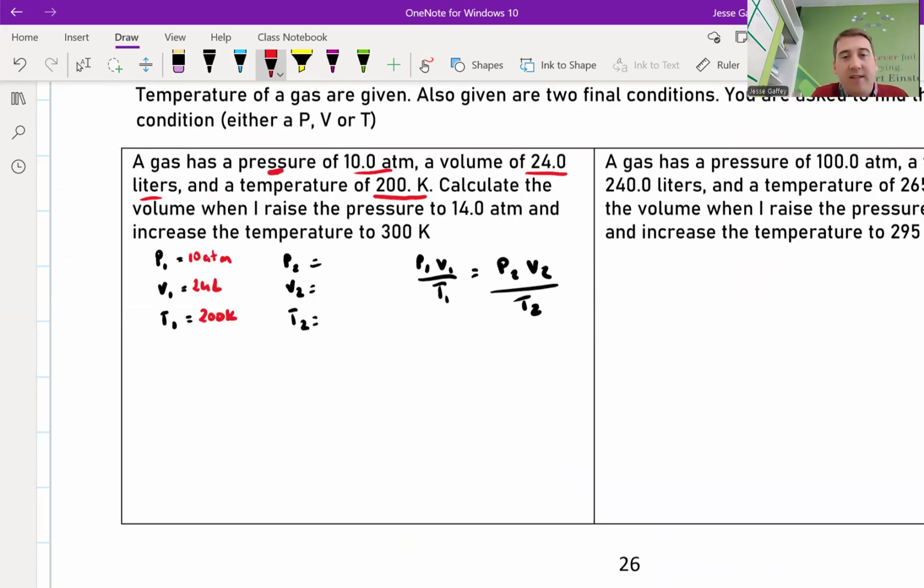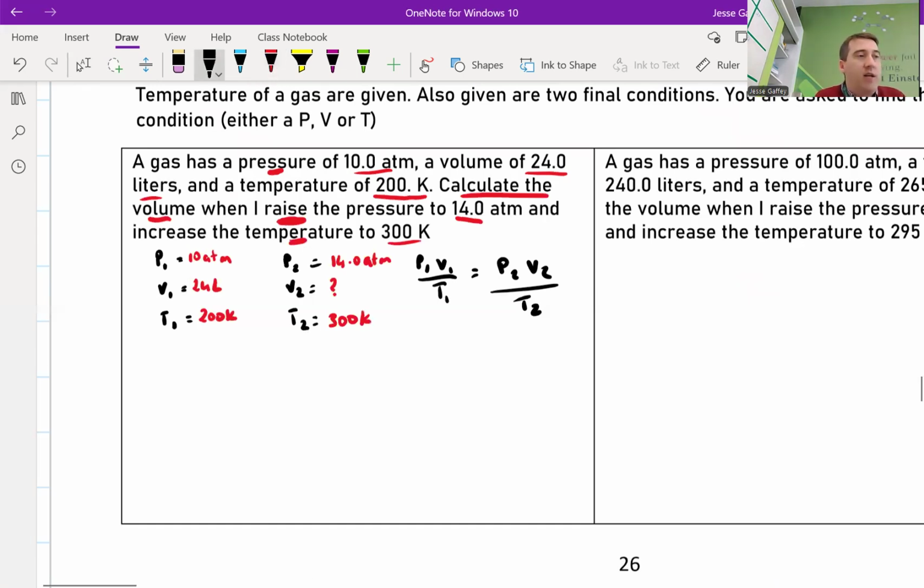They're the original conditions. And it then says calculate the volume when I raise, so we're making a change. Pressure's going up, so P2 is 14 atmospheres. Increase the temp, it's going up to 300 Kelvin. And we can clearly see that V2 is the unknown here. This is the missing one, this is the X or the question mark. And it even asks that in the question, look, calculate the volume. So V2 is what we're solving for.